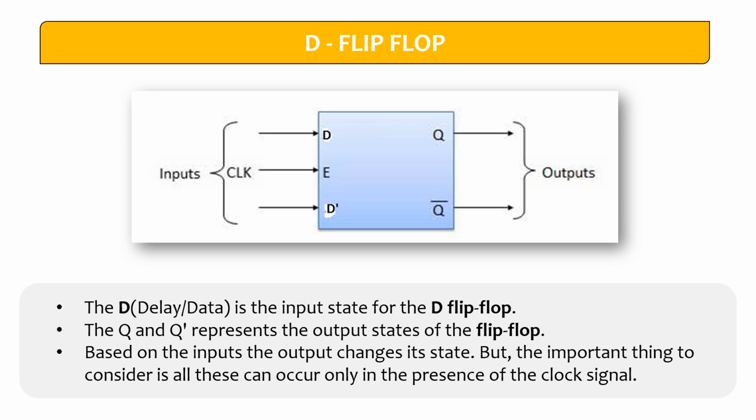But the important thing to consider is that all this can occur only in the presence of the clock signal. Yes, it is a very important thing to understand. Everything is possible only if you have a clock pulse or a clock signal. It means you can say that your input is enabled, right? Enabled means you are providing the power, you are providing the input signals, or you are triggering the flip-flop, right? So it is all about the D flip-flop.